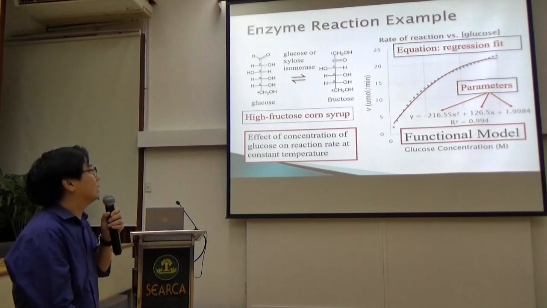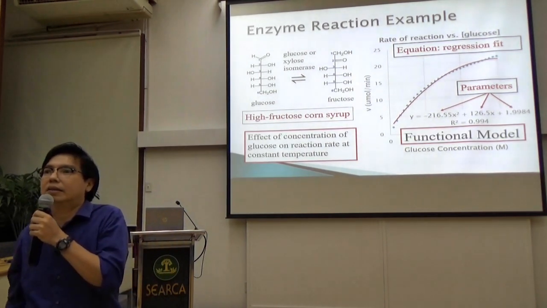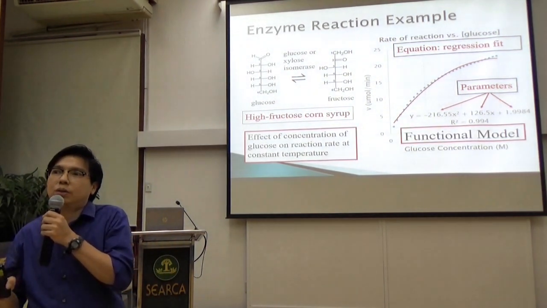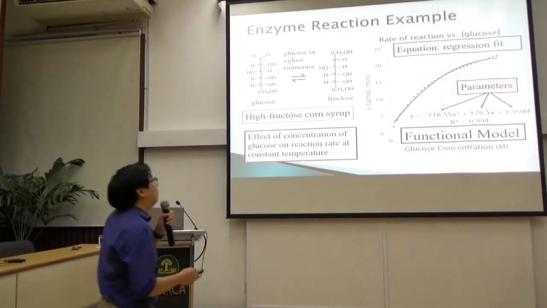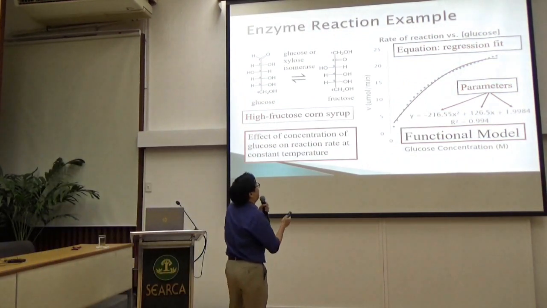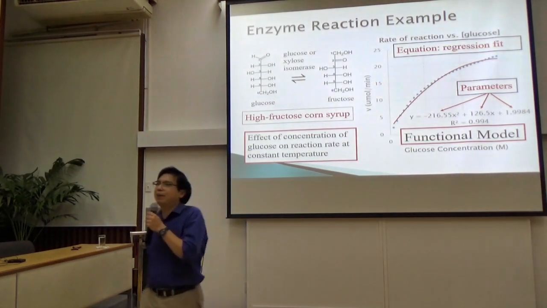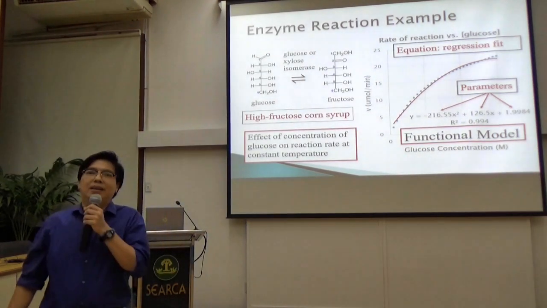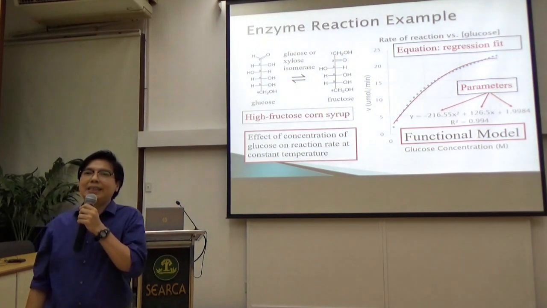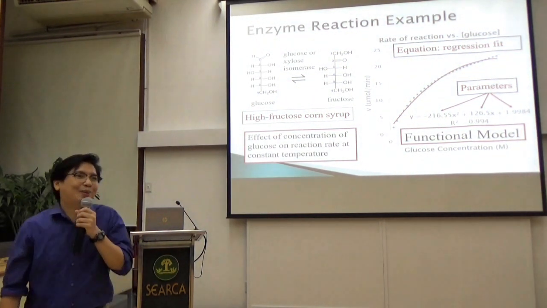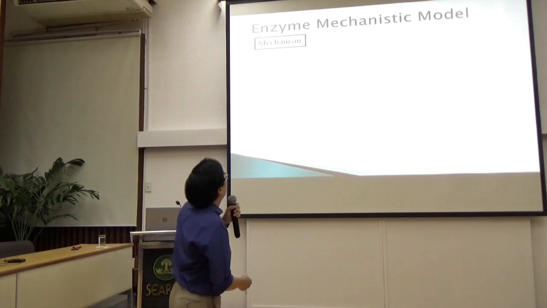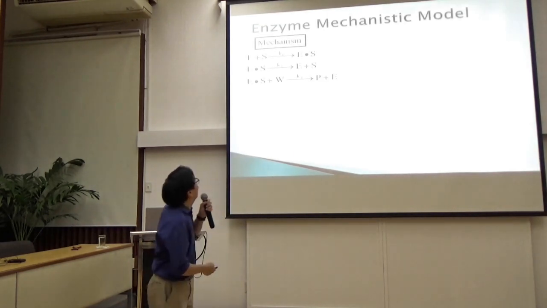Now, this is what is known as a functional model. Basically, it's regression. You just regress. But you try and fit an equation into the data. But let me tell you another way. Who's taken biochemistry already? Who has heard Michaelis-Menten? Michaelis-Menten. So, there's an enzyme mechanistic model.